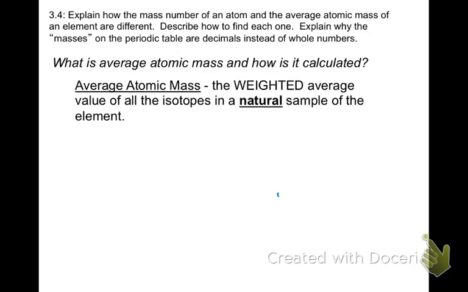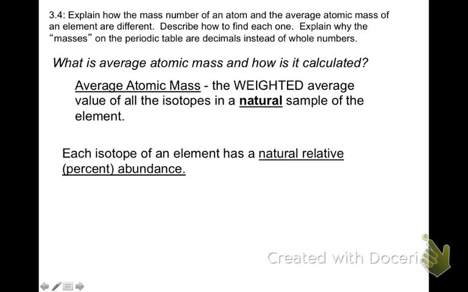So let's continue on here. Each isotope of an element has a natural relative abundance, or a percent abundance. Now this is something that you're going to have to be given. So the natural relative abundance, or the percent abundance, is going to be given to you, and that's simply what percent of the element is which isotope. So in other words, which isotope is most common, which one is maybe not as common, but what is the breakdown of those different isotopes?